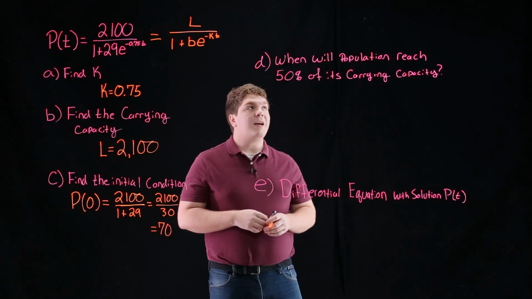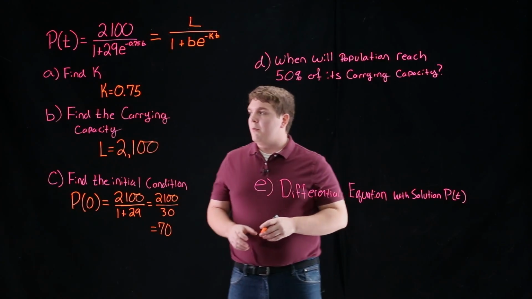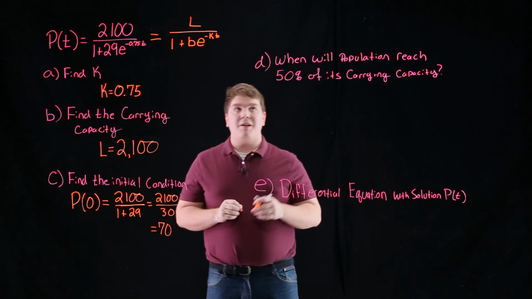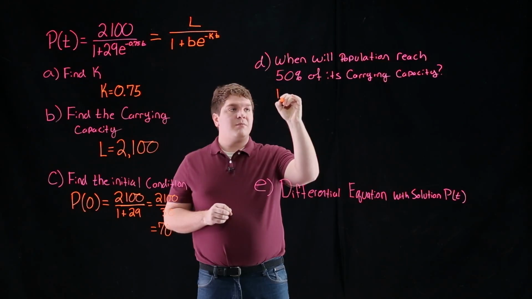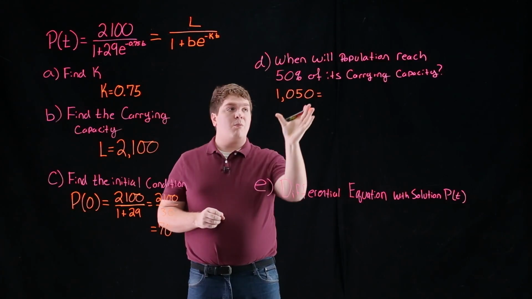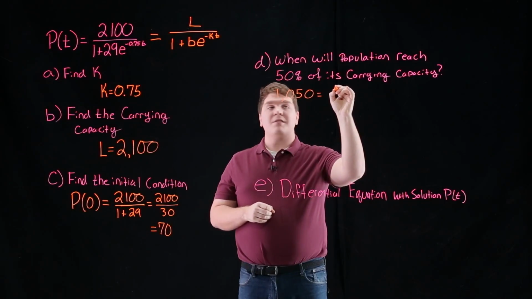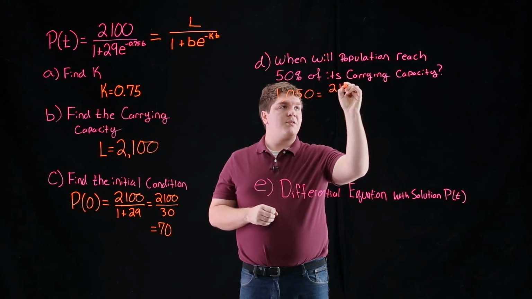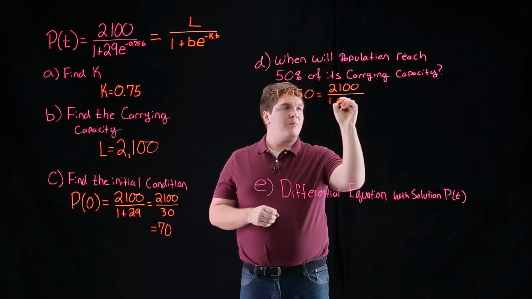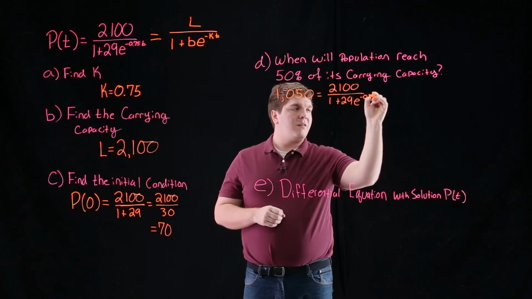Now for part D, we're asked to find when will the population reach 50% of its carrying capacity. So here we want to note that the carrying capacity was 2,100. So half of the carrying capacity would be 1,050. And we're trying to solve the equation, well, when is the population equal to 1,050? So that gives us the equation 1,050 equals 2,100 divided by 1 plus 29 times e to the negative 0.75 t.